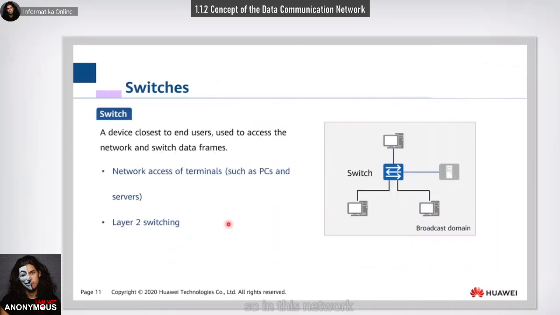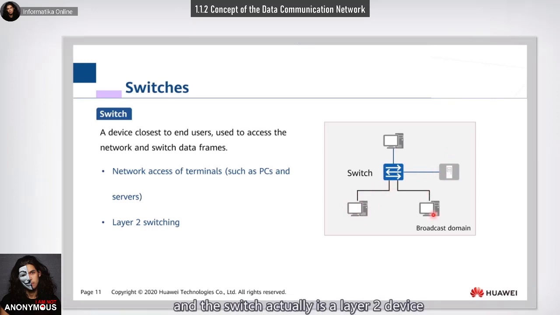So in this network, there are a lot of different devices. For example, the first device you need to use may be the switch. So what is a switch? A switch is the device closest to the end user. This is the end user. The closest device to the end user is the switch. The switch is used for the end user to access the network and to switch data frames. For example, switch the data frame from this computer to the server or to another computer.